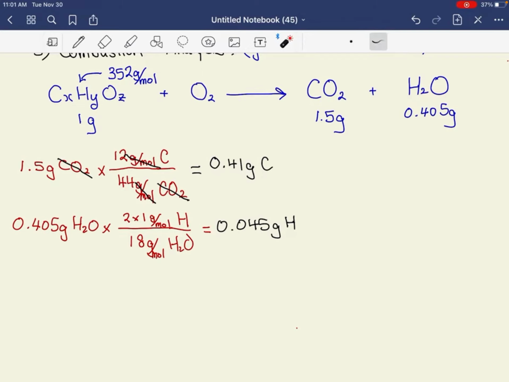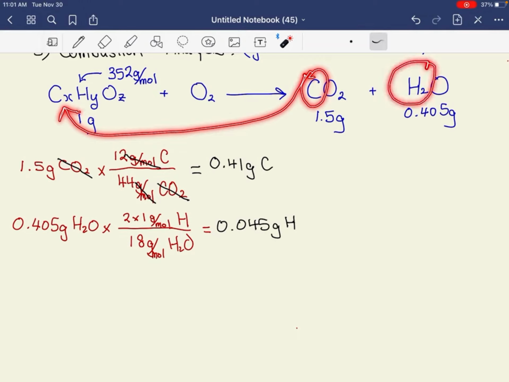So out of 0.405 grams of water, 0.045 grams of it belongs to hydrogen. Again, what that means is that 0.045 grams of H is also part of that 1 gram of fuel. So all the carbon of the fuel went on to become carbon dioxide, and the hydrogen of the fuel went on to become water.